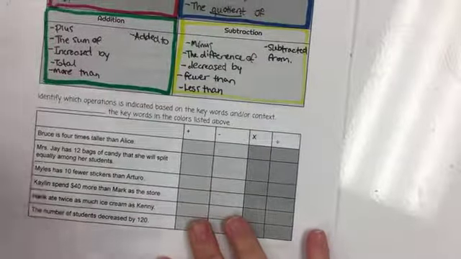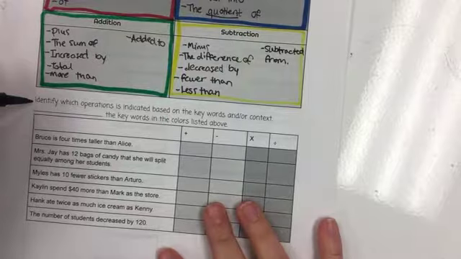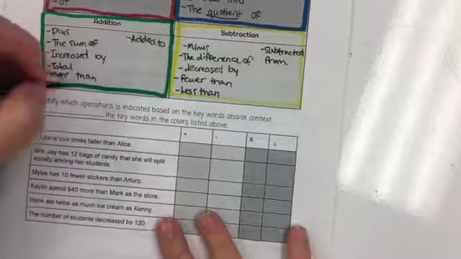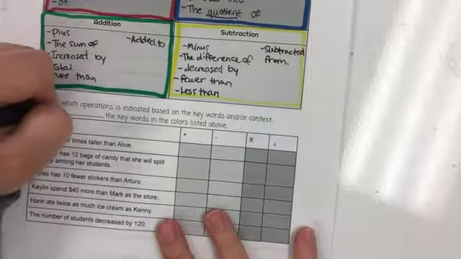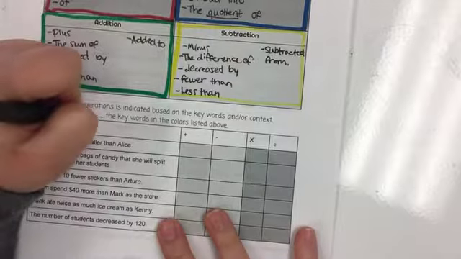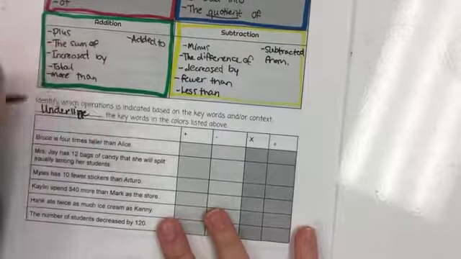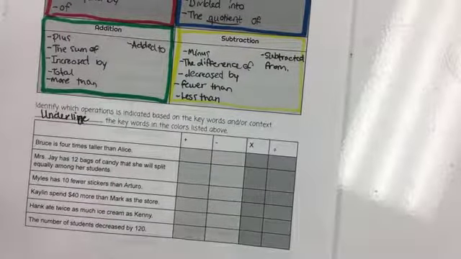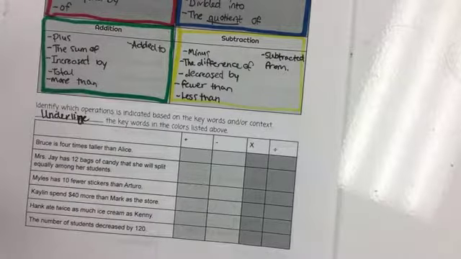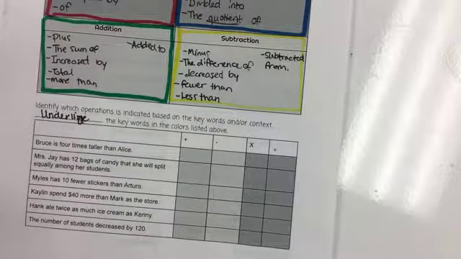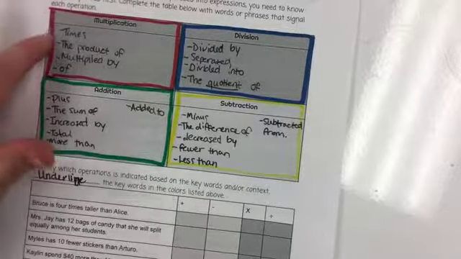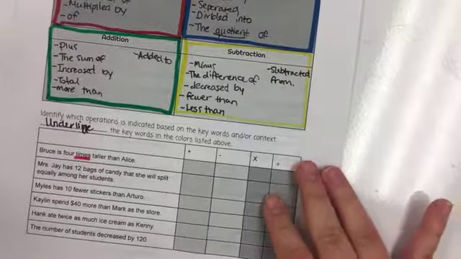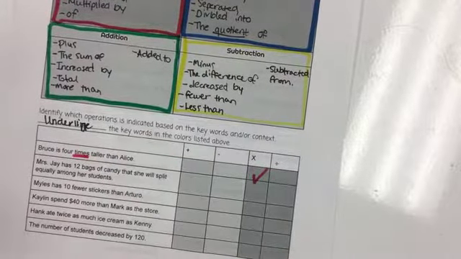So what we're going to do is identify which operation is indicated based on the keyword or from the context. We are going to underline. Whoops, I spelled underline wrong. We're going to underline the keywords in the colors that are listed above. So if we look at Bruce is 4 times taller than Alice. Well, we can find the word times up here in our multiplication box. So we're going to underline that word times in red, and then we're going to check the multiplication square.